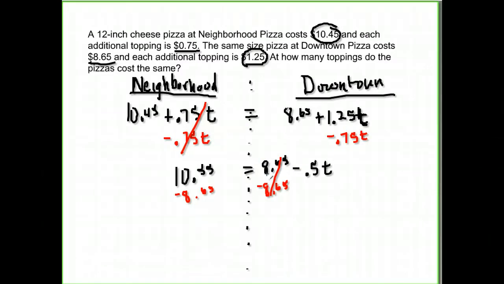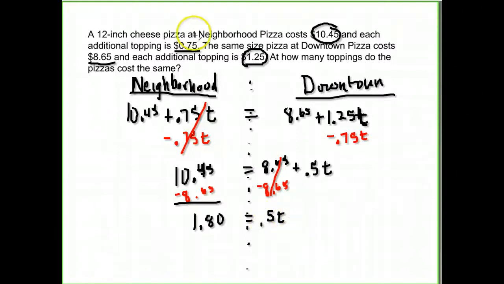We have 10.45. Somehow I turned that into a 55. 10.45 minus $8.65 is $1.80. This is a 45. So I have 1.80 equals 0.5t. We are almost done here.